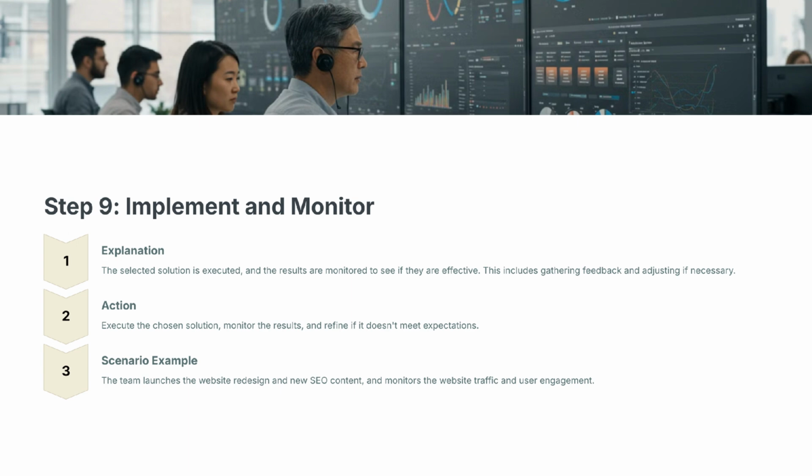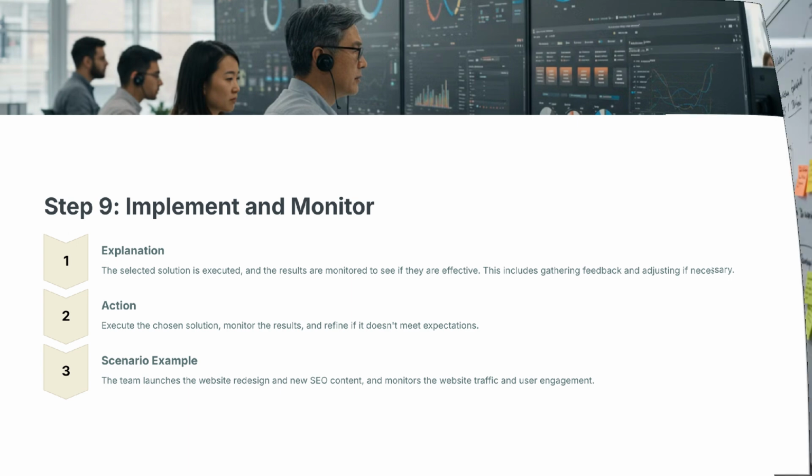In this case, the marketing team rolls out the redesigned website and publishes new SEO-optimized content. They monitor changes in website traffic, user engagement, and search rankings to evaluate the impact of their efforts. Implementation is not the end. It's an ongoing process of observation and refinement to ensure the solution delivers the desired outcomes.